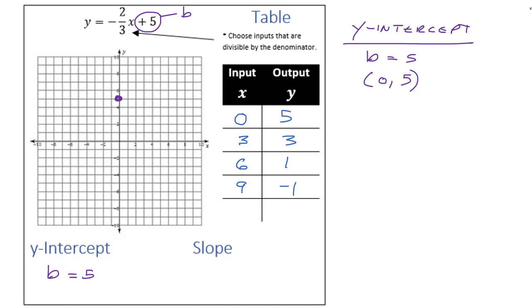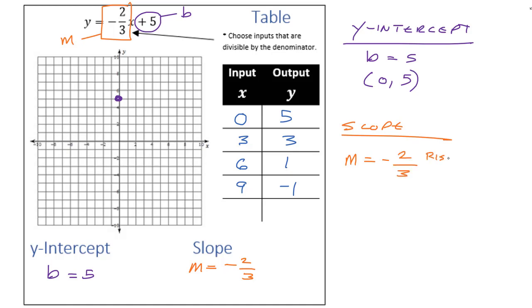I'm not doing any subbing in or anything like that. Then we use the slope. Slope is the other number, the one attached to the x. That's the m, so m equals negative 2 over 3. Let's think about the rise and the run, because when we're working with slope on a graph, we always use rise and run. This is a negative rise, so we actually are going down, but we're always heading to the right.